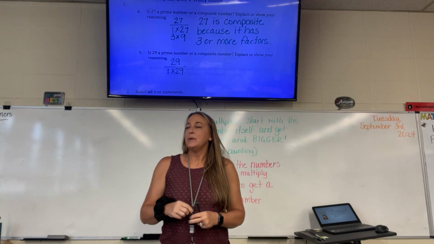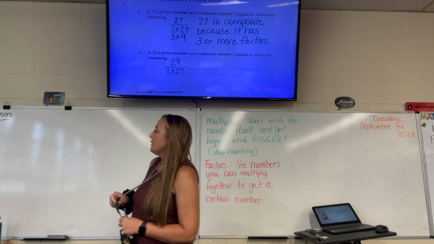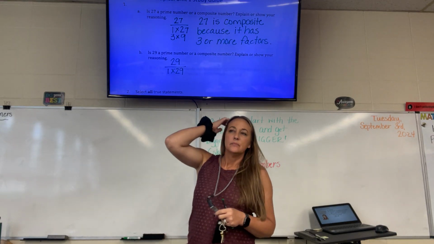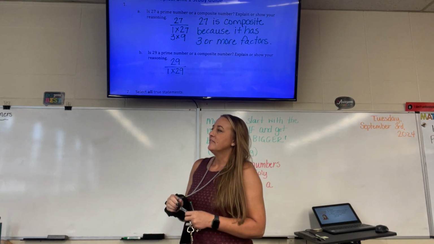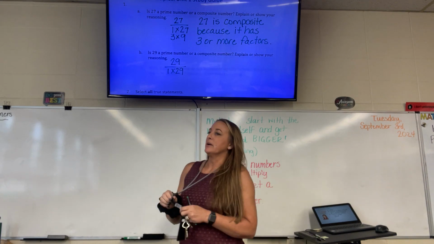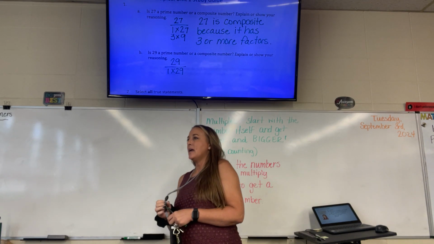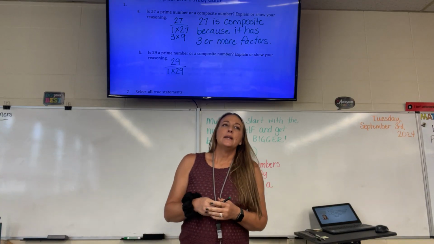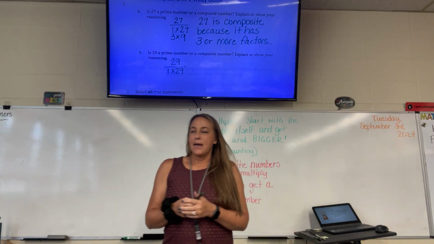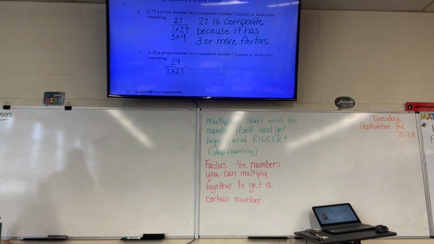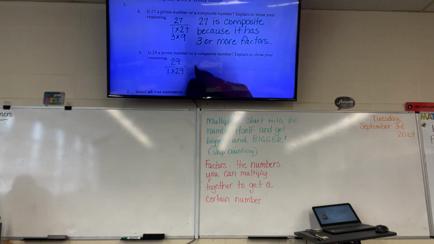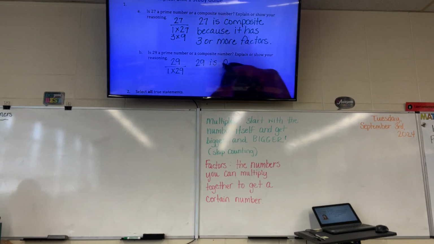Can 29 be divided by 3? If we go to the 3 row, is there a 29? No. 4 row? No. 5 row? No. 6 row? No. 7 row? No. 8 row? No. 9 row? No. So 29 is prime. If we keep getting no's to all those questions, that means it only has 2 factors, 1 and itself. 29 is prime because it only has 2 factors.